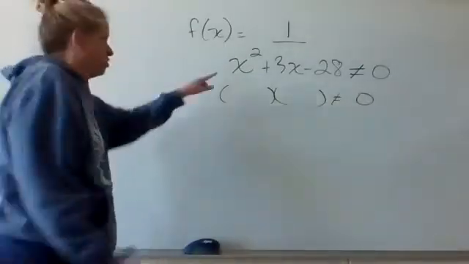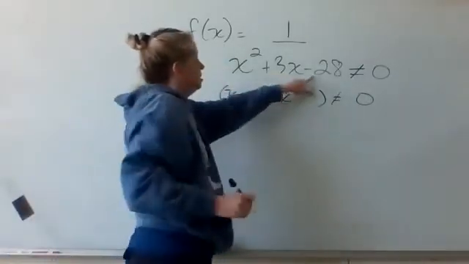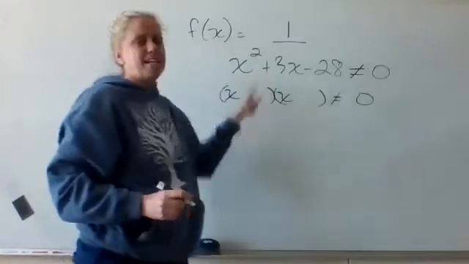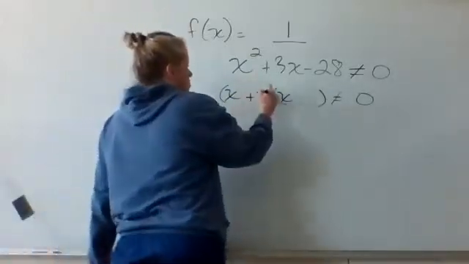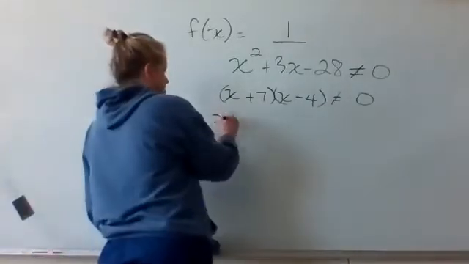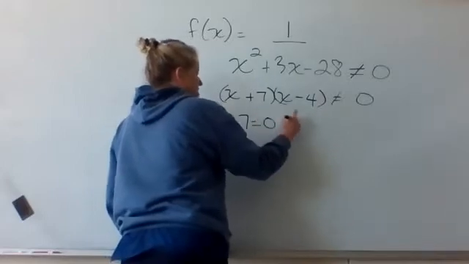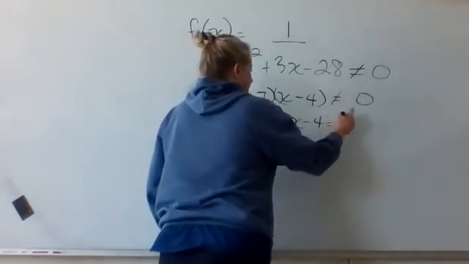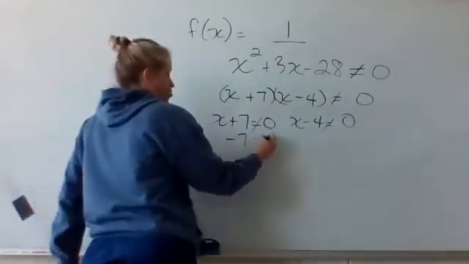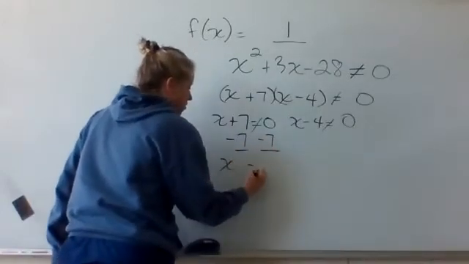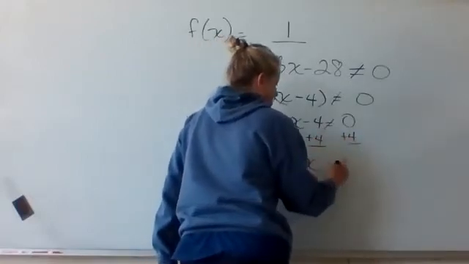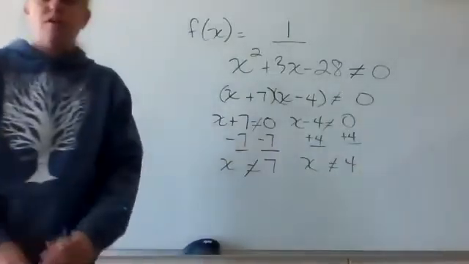So I'm going to solve it by factoring, x and x for x squared. Numbers that multiply to give me negative 28 and at the same time add to give me positive 3 would be a positive 7 and a negative 4. So there are my factors. Set them equal to 0, or I guess set them not equal to 0, and solve them for x. So here I would have to subtract the 7 from both sides. So x cannot equal negative 7. And here, add the 4 to both sides. So x cannot equal positive 4.